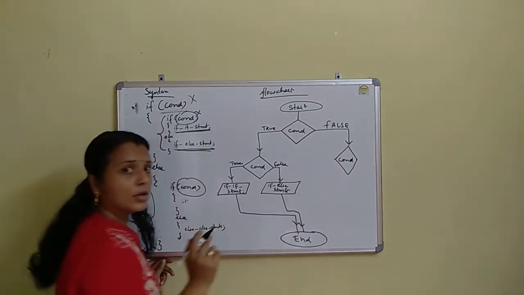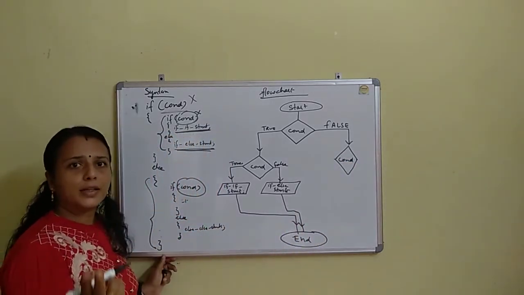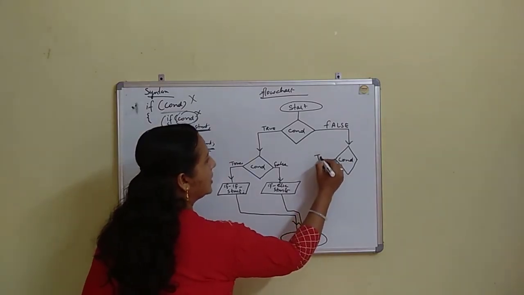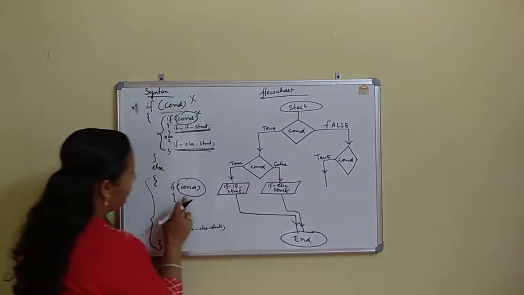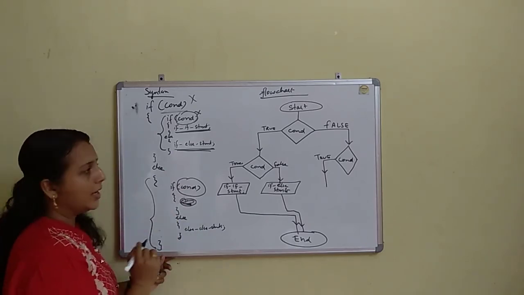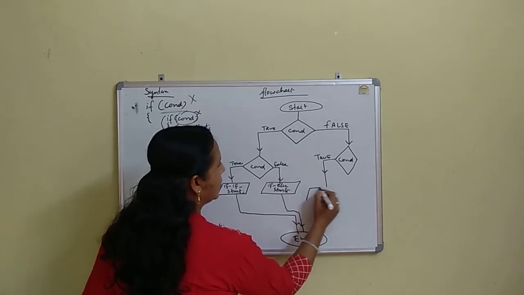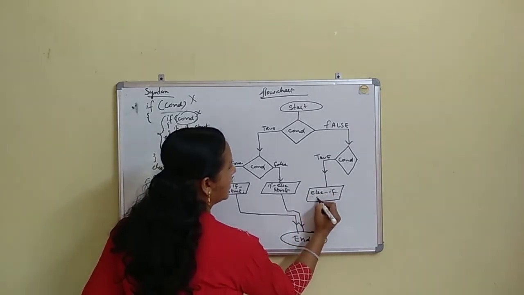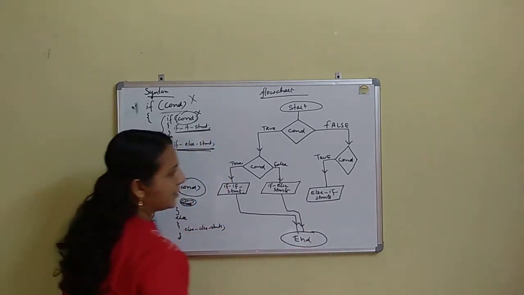condition, and it also has two parts, the true part and the false part. Suppose this condition is true. What happens? When this condition is true, all the statements present here will get executed. That means it is going to execute the else if statements.